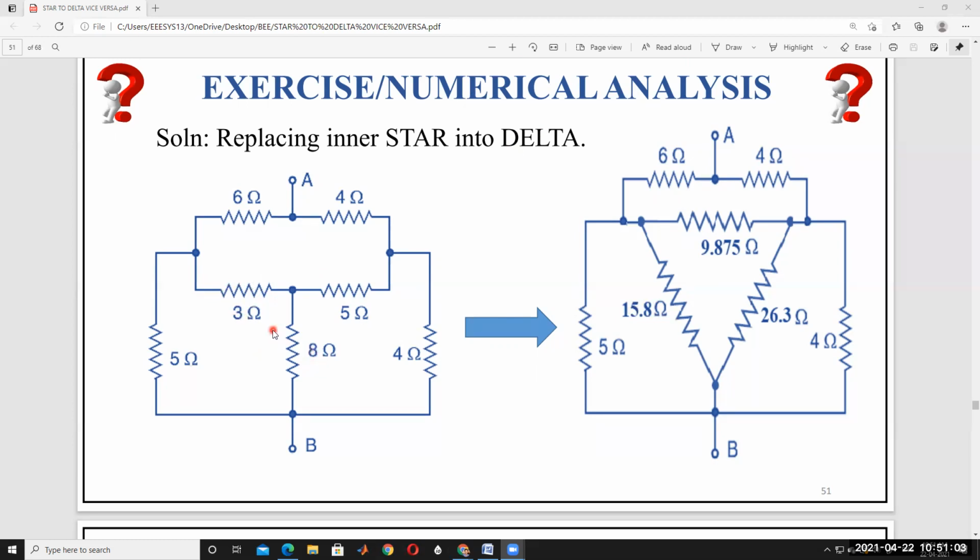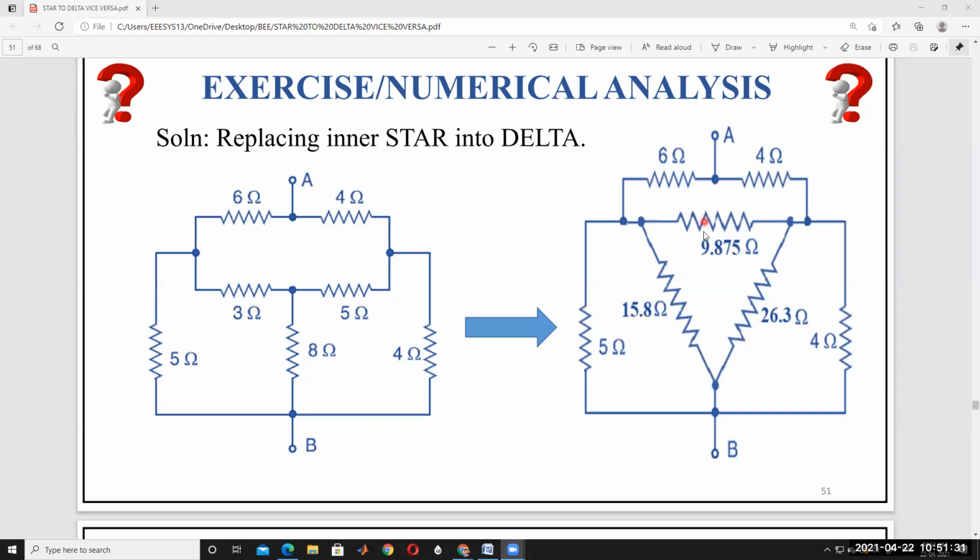Star to delta. If all resistors are equal, then it will become 3 times R. No? So 3 plus 8, do this: 3 plus 3 plus 8 plus 3 into 8 divided by 5. We will get 15.8. Similarly, here, what is the resistance between these two? 3 plus 5 plus 3 into 5 divided by 8. You will get 9.875. Understood?